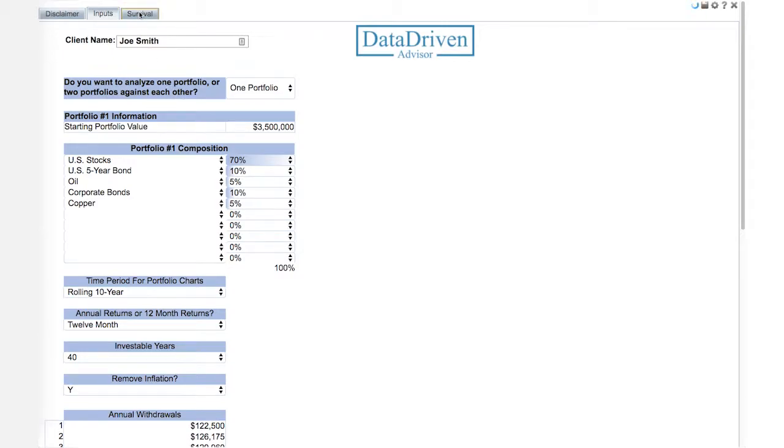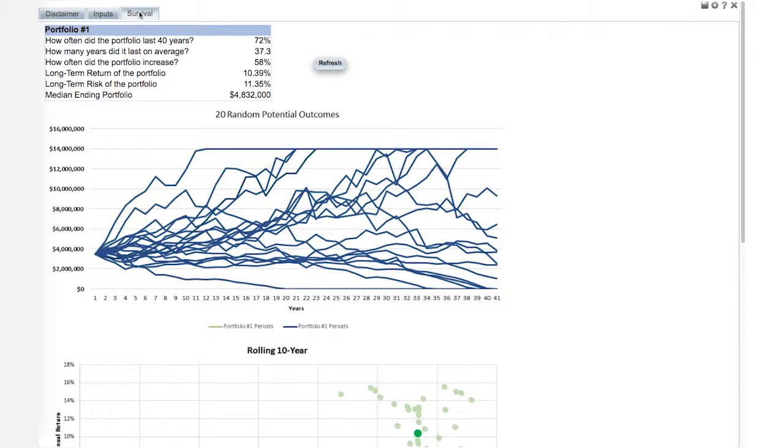When we click on the Survival tab, this is the outputs. We get a number of different data points. How often did the portfolio last the 40 years or however long we wanted it to run for? How many years did it last on average? How often did the portfolio increase? The long-term risk and return of that portfolio and mean ending portfolio.